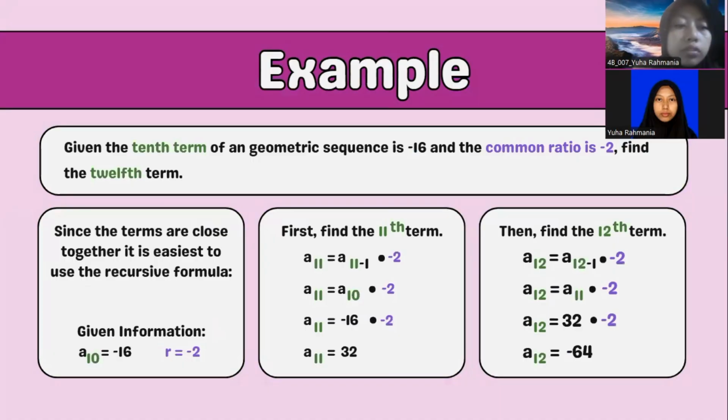Next, let's move to a geometric sequence example, using the recursive method in this problem. We know that the term is negative 16 and the common ratio is negative 2.